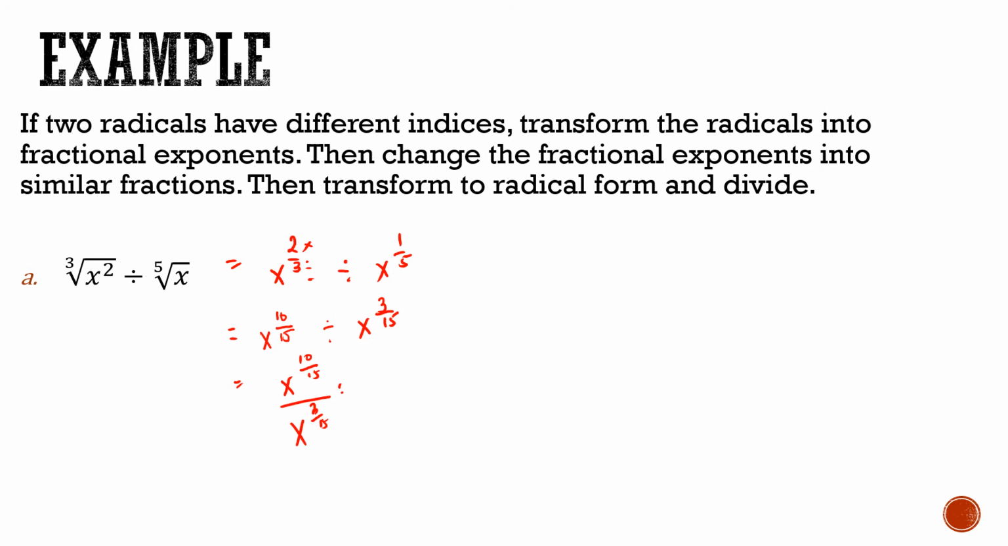Since we are dividing, it means we will be subtracting the two given exponents. So that will become x raised to 10 over 15 minus 3 over 15. Since there are similar fractions, we will just simply copy the denominator and subtract the numerators. So that will become x raised to 10 minus 3, so that is 7 over 15. Now, since they already have one exponent, which is 7 over 15, we can now rewrite this as the 15th root of x to the 7th power.